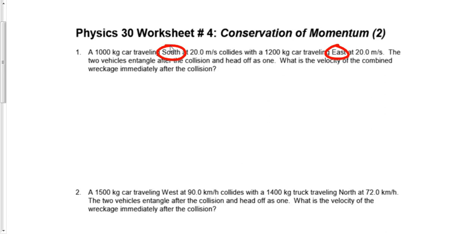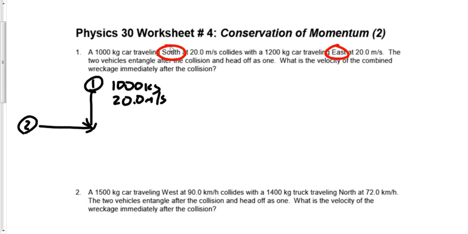So I've got a car traveling south here. It's car number 1. It has a mass of 1,000 kilograms, and it's moving at 20.0 meters per second. I've got another car going east. I'm going to call that car number 2. Its mass is 1,200 kilograms, and its velocity is 20.0 meters per second. When they collide, they stick together.